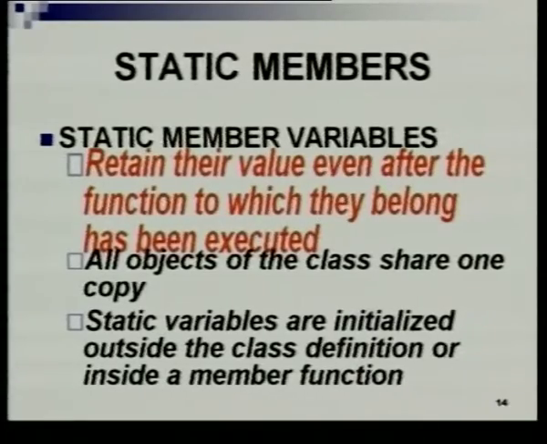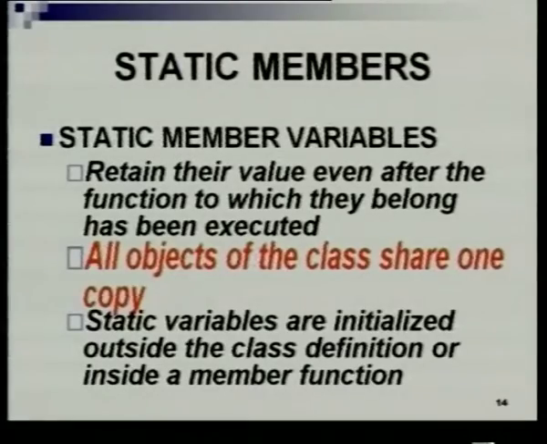These retain their value even after the function to which they belong has been executed. So, generally when we create variables for function execution, once a function is executed, those values go out of scope, they have no meaning. But in the case of static variables, when we want some value to be held in memory for a longer period of time, even after the control comes out of the function, then we declare such variables to be static variables. All objects of the class share one copy of these variables. Now, generally when we see about inheritance and the concept of instantiation, where objects are created for a class, we know that a class has members as well as functions.